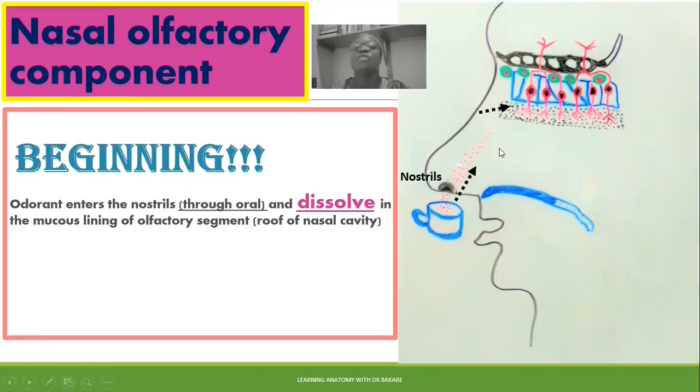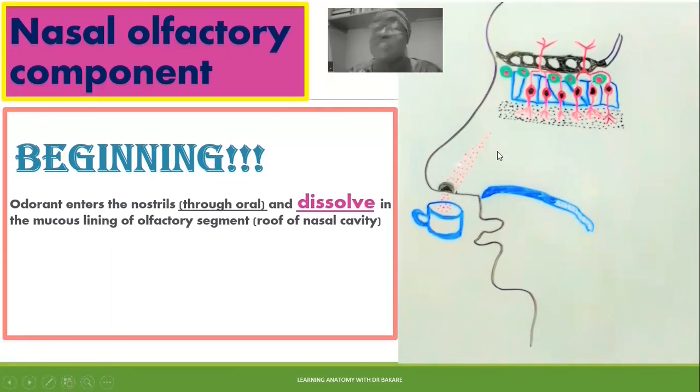The odorant can also pass through the oral cavity because there's a link between the oral cavity and the nasal cavity up here through the nasopharynx. So this odorant can also be seen to be directed into the olfactory segment of the nasal cavity through the oral cavity. So using this image here, let's try and illustrate the region where the olfactory segment is specifically located.